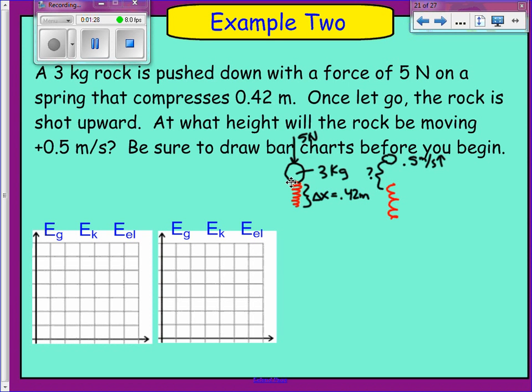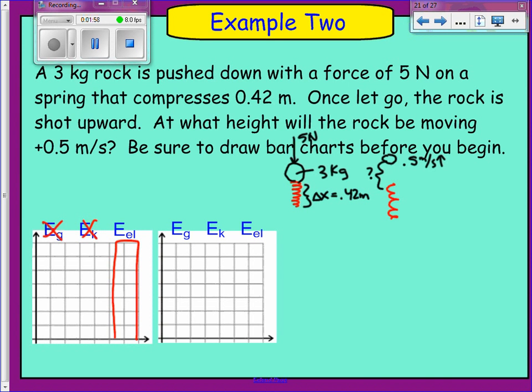In the initial situation, we have no EG because we're going to take our spring as our reference level. So EG will come once the rock goes up in the air. The rock is not moving initially, so there's no kinetic. So we're all elastic at the very beginning. I'm going to draw my bar chart showing all of my energy is elastic, and that's 7 squares up.